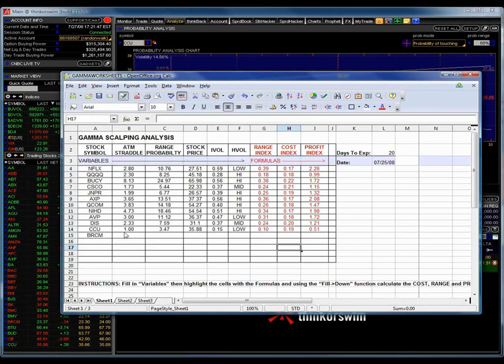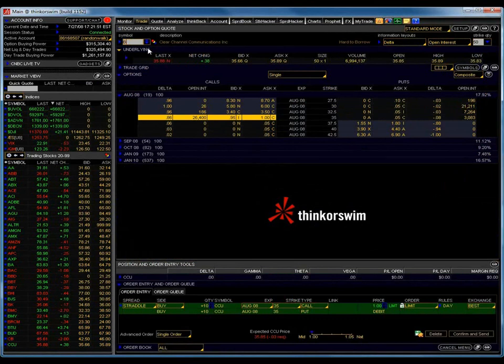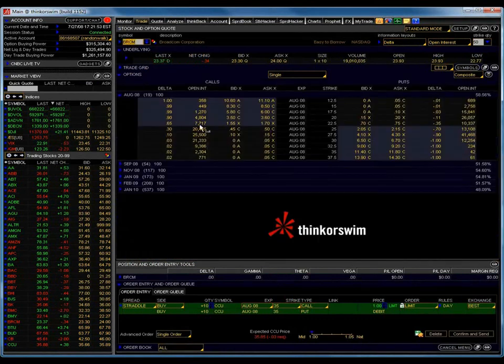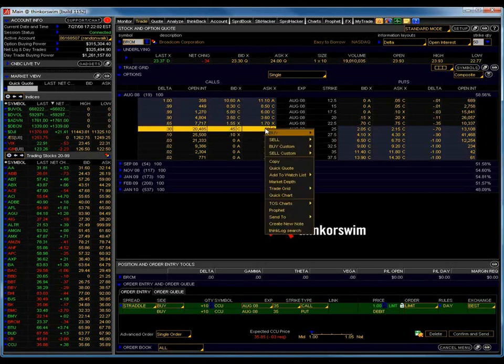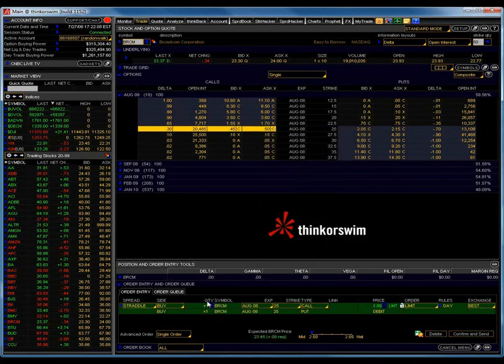Okay, let's do one more issue here. That's Broadcom. This time we'll go directly to our trade tab. Enter the symbol. And the stock closed at $23.37. So probably the $25 straddle will be the closest to the money. Let's go ahead and buy that straddle. And we're going to do 10 contracts.